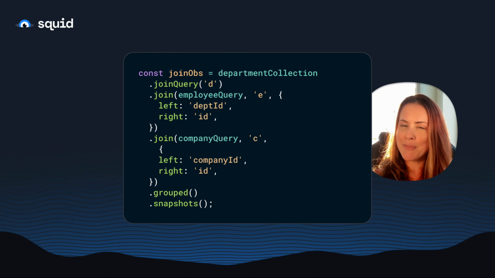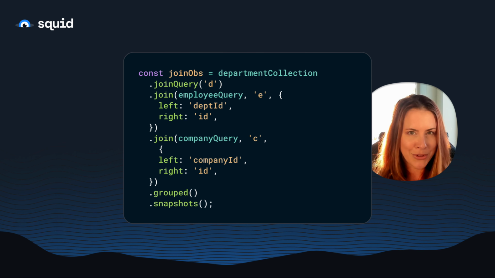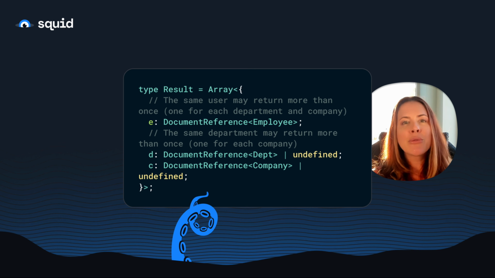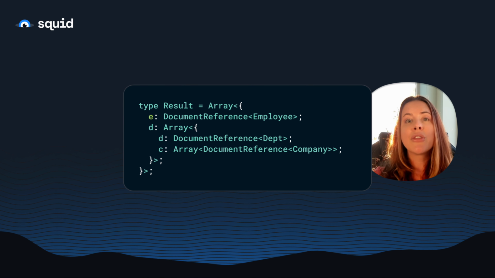For example, to join employees with department and then join department with company, use grouped to receive only 1 entry per employee. Without the grouped method, this query returns results of this type of array. Notice that both department D and company C can have a value of undefined. With the grouped method, the query returns results of this type of array. Now every result will have values for both D and C. Any entry that doesn't have one of those values will not be returned.